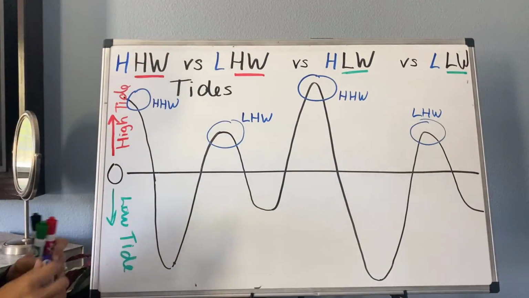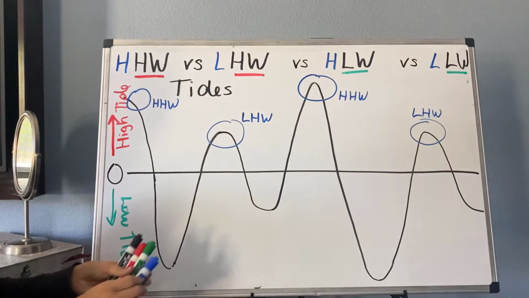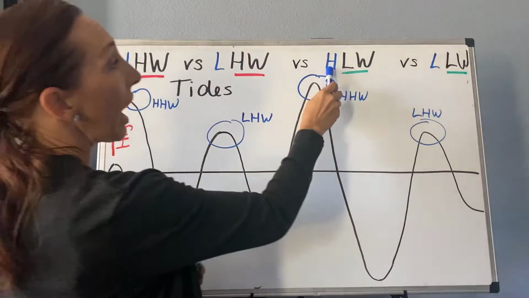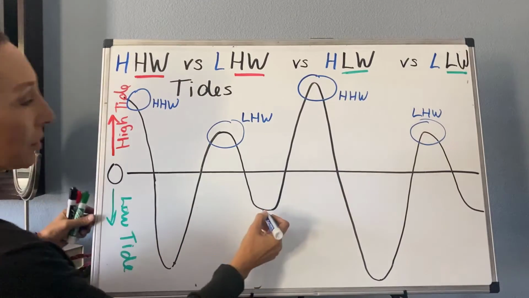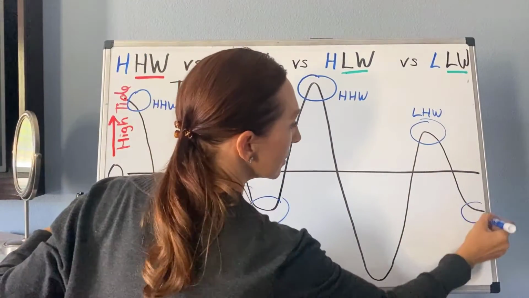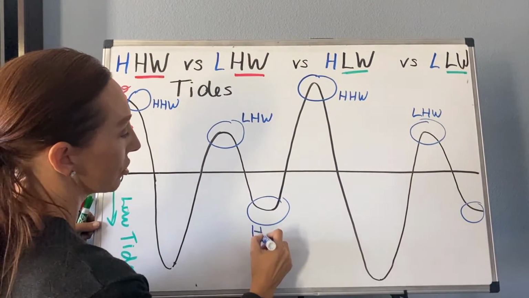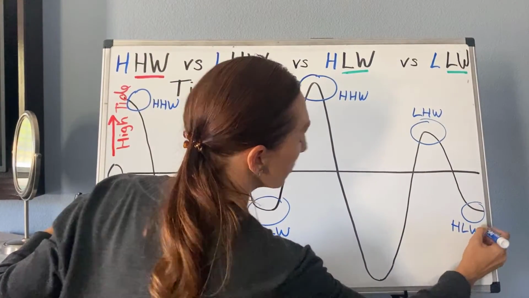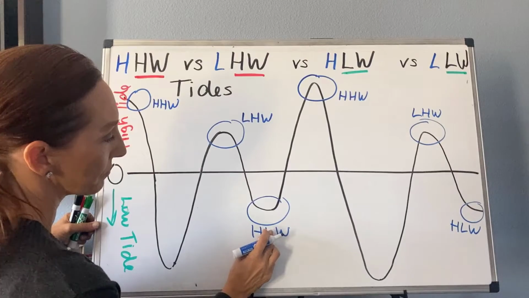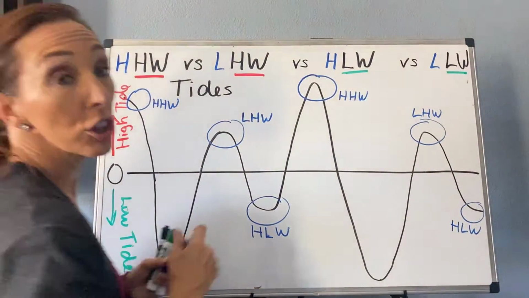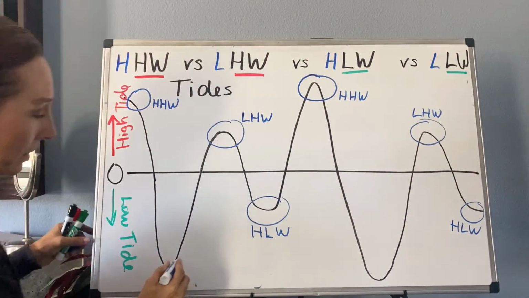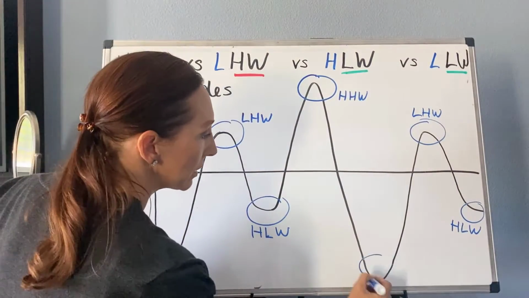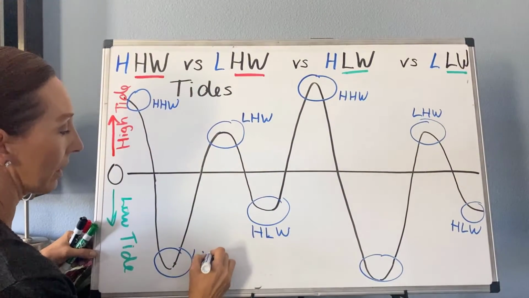And then the same thing works with our low waters. So if we go in here, our highest low water is going to be in here and here. So this is HLW. Sorry, that L looks kind of funny. There we go. And then our lowest low water is going to be in here. So here and here is going to be LLW.